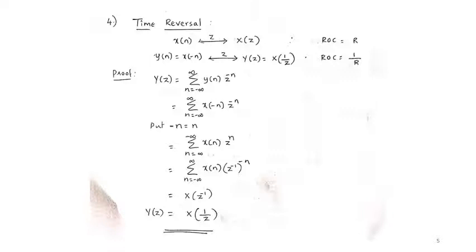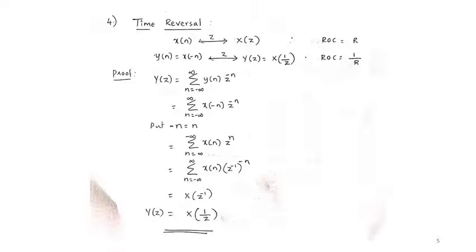To prove this, I will use the definition of Z transform, that is, y of z is summation n from minus infinity to plus infinity y of n z to the power minus n, where y of n is equal to x of minus n. Put minus n equal to n. You can observe the changes in the equation. Now the limits change, so minus infinity becomes plus infinity, and plus infinity becomes minus infinity. So n is from plus infinity to minus infinity, x of n z to the power n. If I interchange the limits in the summation, the summation can add either from left to right or from right to left, and the effect will be the same.